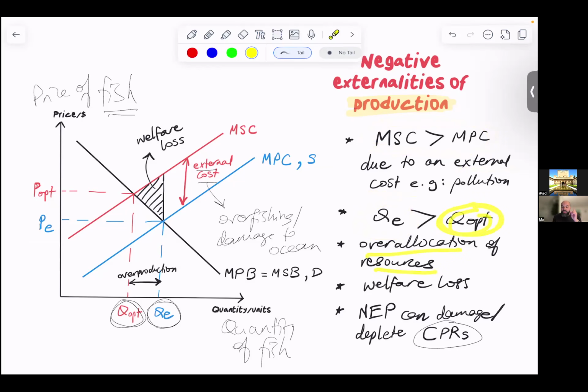There's an over-allocation of resources, and that's leading to an overproduction of that good or service. So here, there's an overproduction of fish. Okay, that creates a welfare loss, which is always the triangle pointing from QE to QOpt. And examples of this external cost are damage or depletion of common pool resources.